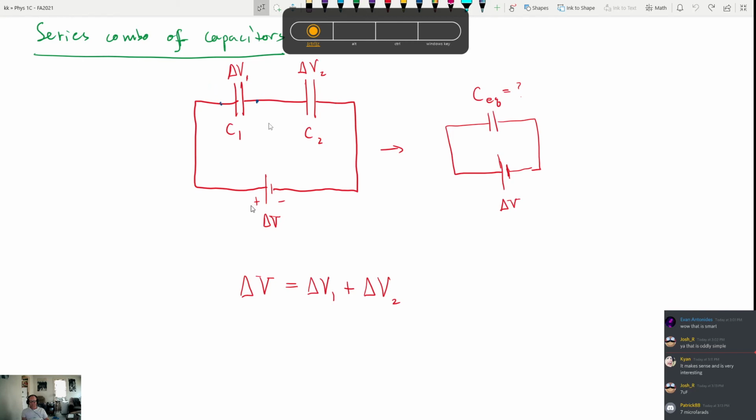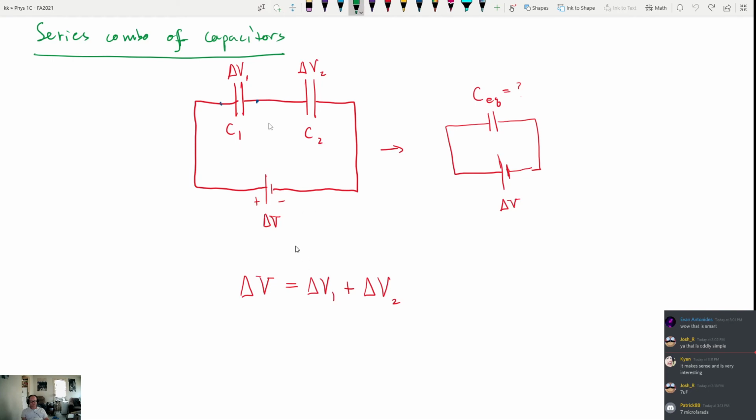Okay, so here's our setup. We have these two objects, delta V1, delta V2, C1, C2, connected in series, and this is the relationship that we have right here. So now the thing to talk about is the electric charge. How much charge is actually going to be on here? Well, suppose that I tell you that the charge on this plate becomes positive Q, because after all, it's connected to the positive side of the battery. And I say the charge on this plate becomes negative Q, okay?